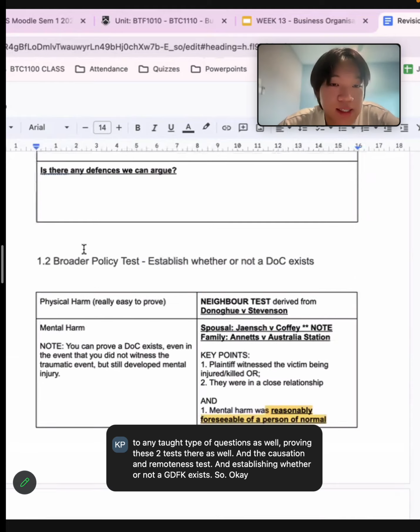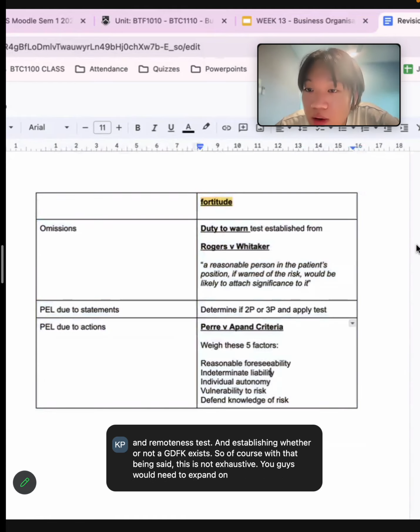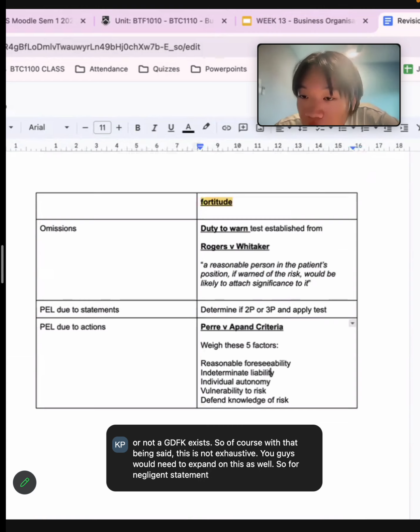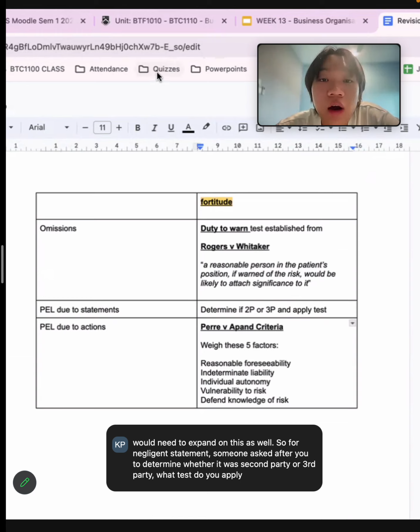So, of course, with that being said, this is not exhaustive. You would need to expand on this as well. So for negligent statement, someone asked, after you determine whether it was second party or third party, what test do you apply? So I'll get out the worksheet as well.